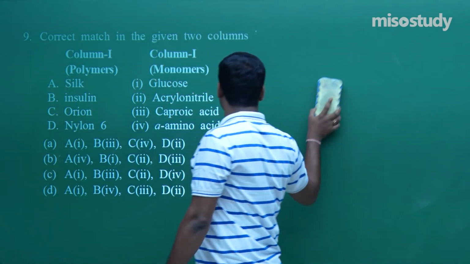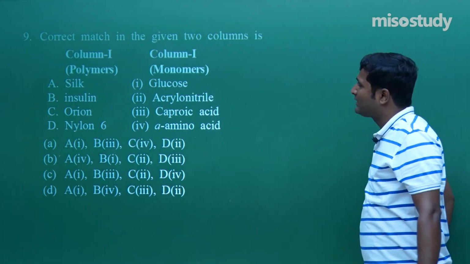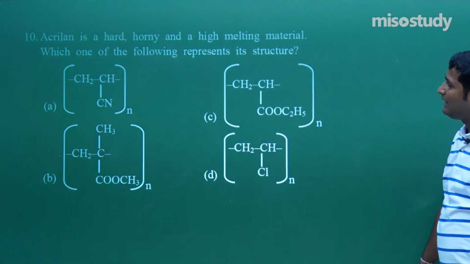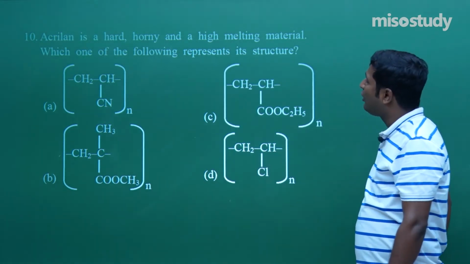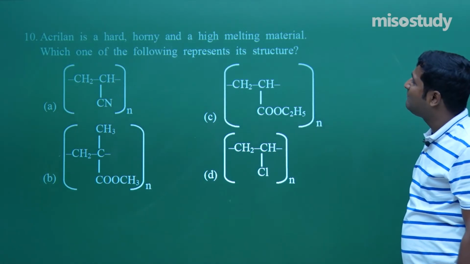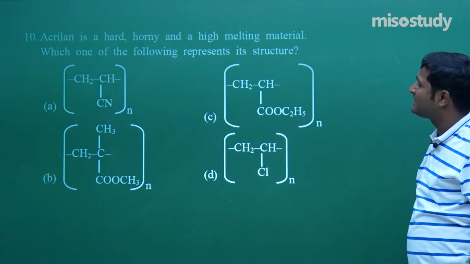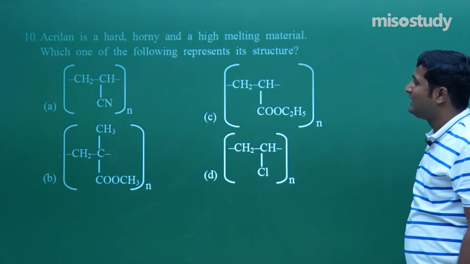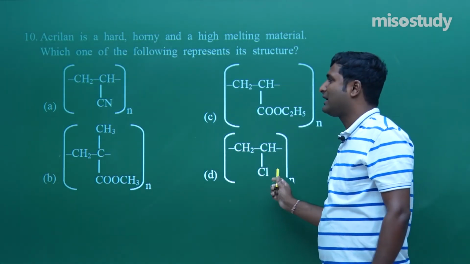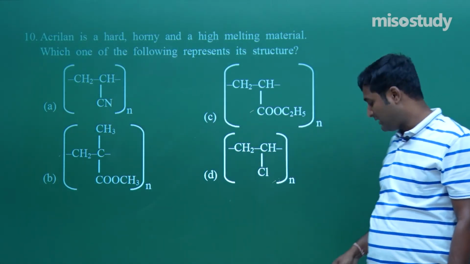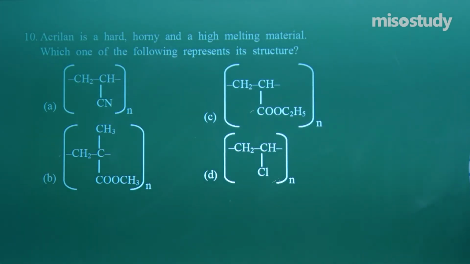I am going to rub this part and we will discuss the next one. What is the next one? Check it out for question number 10. Acrilan is a hard, horny and high melting material. Which of the following represents its structure? Tell me what will be the correct option for this question. Think on it, friend. I am giving you a few seconds. So, what is the correct option?